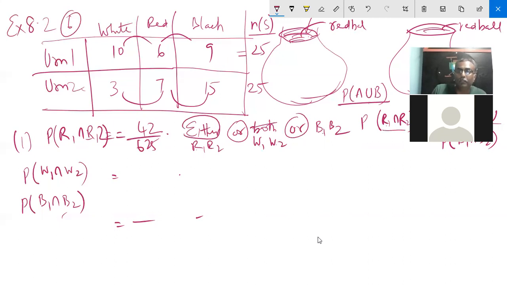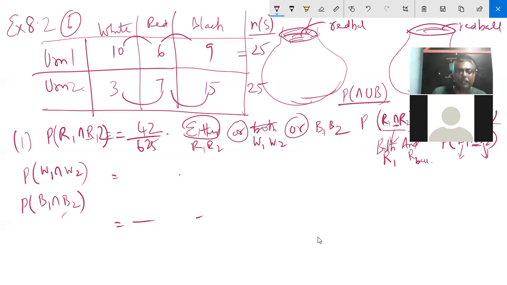Okay. But individually, each of these are intersections. Why? Because individually, both balls have to be, intersection means both, and. Okay, this intersection is both and. Both the first urn is a red ball and the second urn is also a red ball. Understand? Same way, both the first urn is giving a black ball, second urn is also giving a black ball. That is intersection. Same way, this intersection means both the first urn is giving a white ball, second urn is also giving a white ball. Okay. Now you understood the problem.